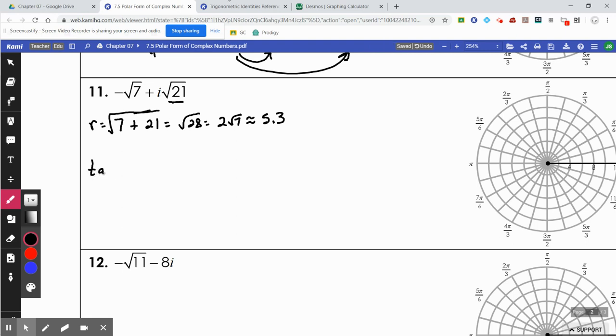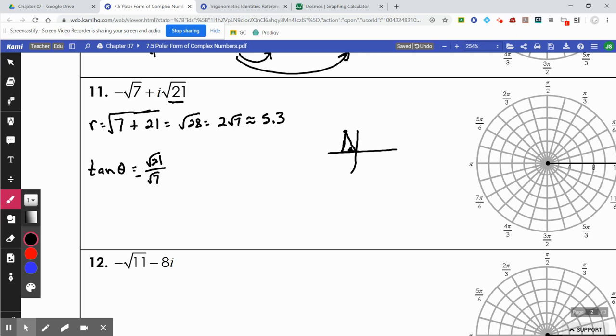Okay, now the argument. I know the tangent, and let me go ahead and graph this in the real imaginary axis. I'm going to go left root 7 and up root 21. So somewhere up here, that doesn't have to be exact, but I know that the tangent of my angle, as I've already written over here, will equal opposite over adjacent, which is going to be root 21 over negative root 7.